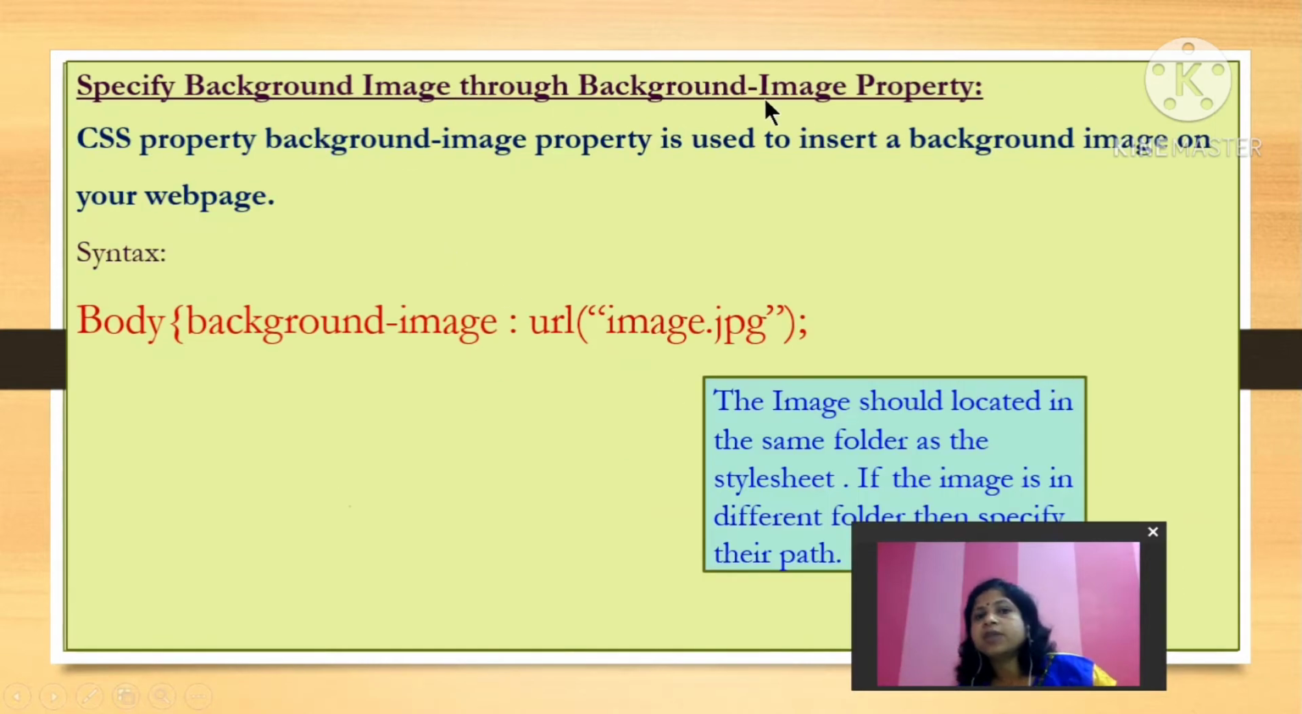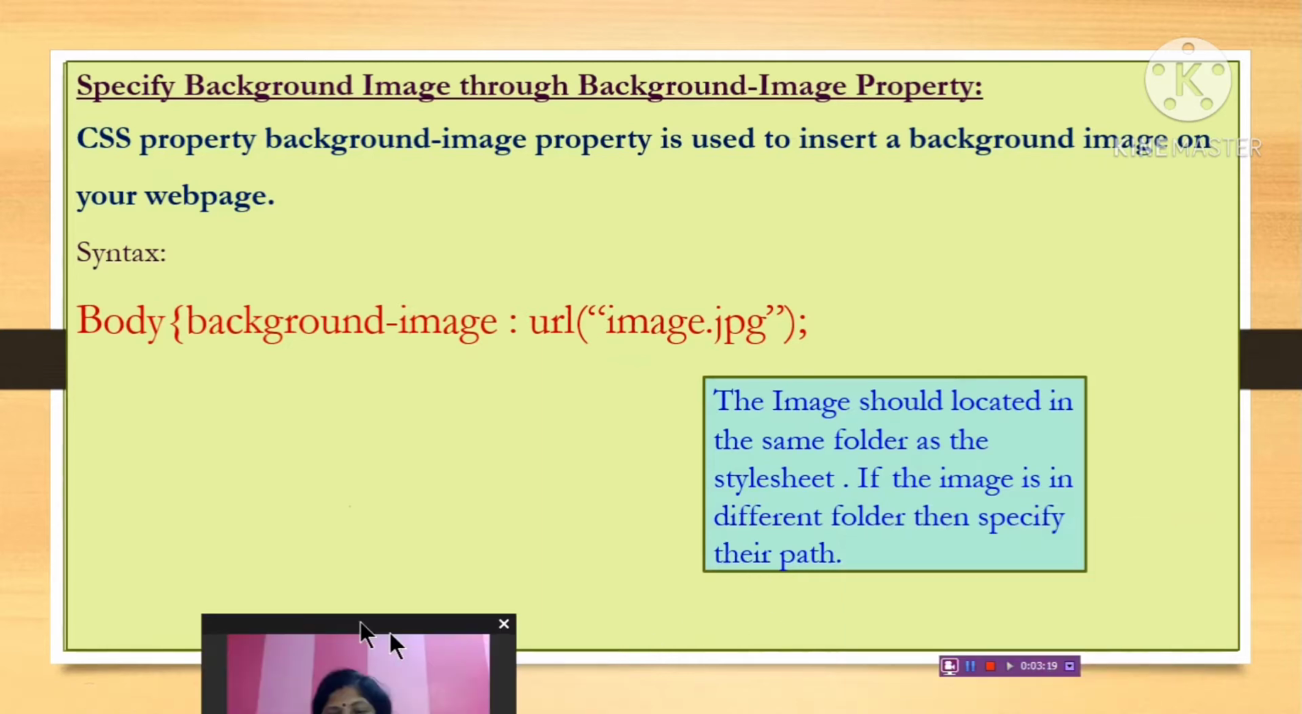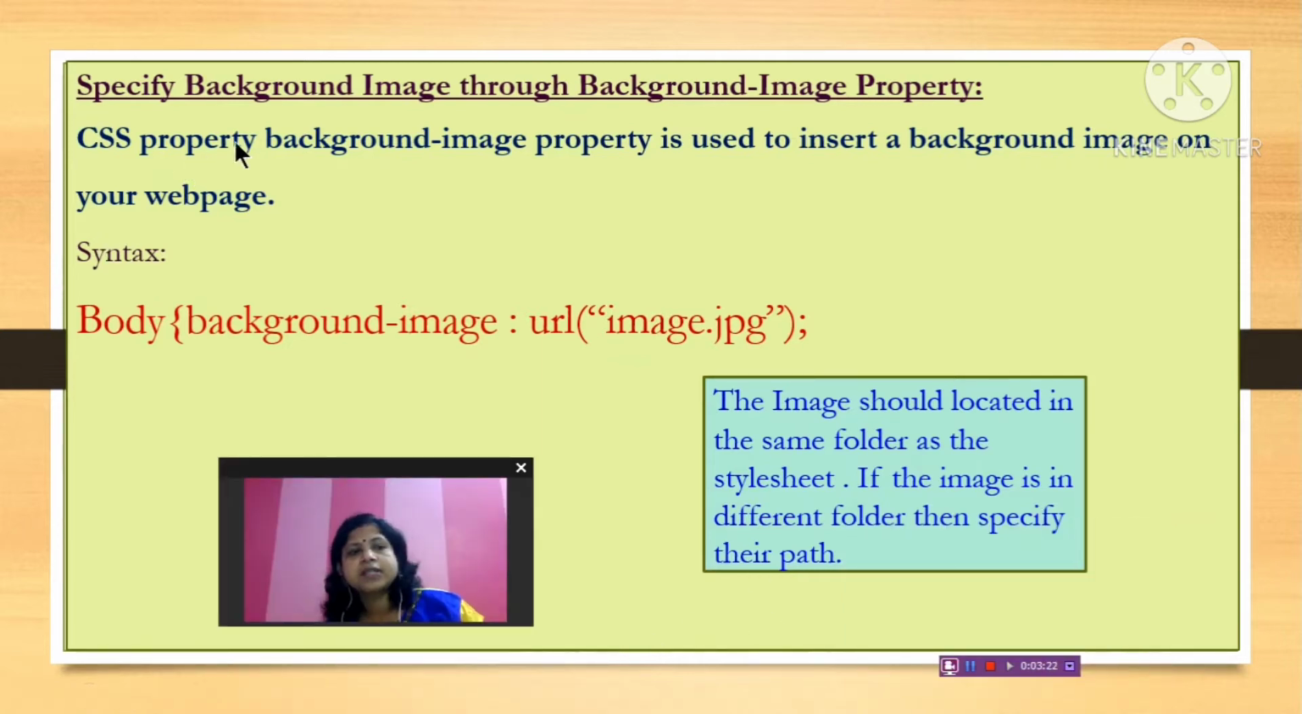Specify background image through the background-image property. That is interesting. How can we put an image in the background? The background-image property is used to insert a background image on your web page. For body, you will write background-image, then colon, url, then image.jpg. Here the image should be located in the same folder as the style sheet, meaning where you keep your style sheet, in that folder the image must be present. If it is not, then you have to specify the path.